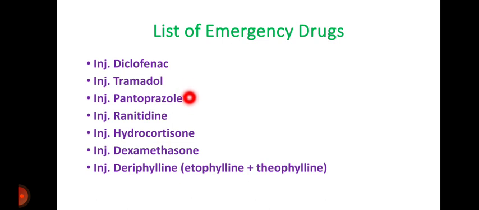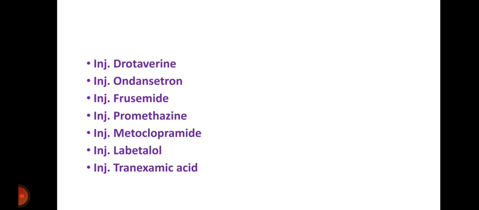Then injection pantoprazole and ranitidine, these two are systemic antacids. Injection hydrocortisone and dexamethasone, these are steroidal drugs and can be used to treat several kinds of allergic reaction and anaphylactic shock. Injection darbepoetin is used for asthma patients. Then injection rotavirine has several uses, from gastrointestinal pain to pain in women for menstrual problems, etc.